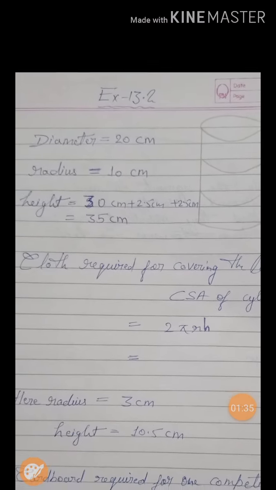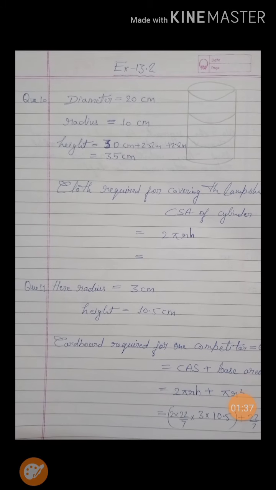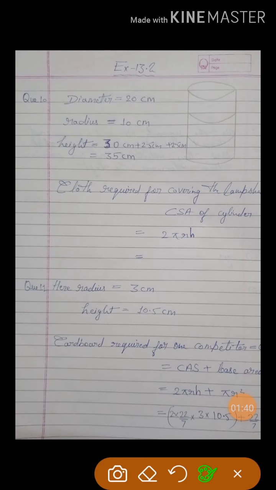Now let's see. Firstly, we shall write here, diameter is given 20 centimeter. So if diameter is 20 centimeter, radius will be 10 centimeter. Height is given 30 centimeter. 30 centimeter means this height is 30 centimeter.